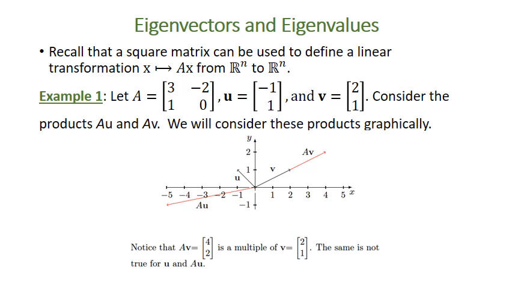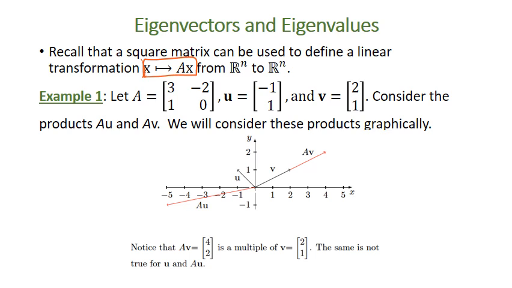So, as mentioned, we'll be dealing with square matrices. So remember that a square matrix can be used to define a linear transformation. And remember the notation for linear transformations looks like this, from Rn to Rn. So basically, this is just moving vectors. So let's look at an example graphically.